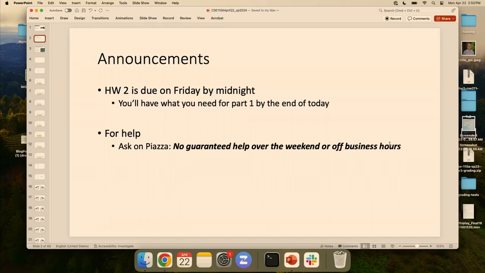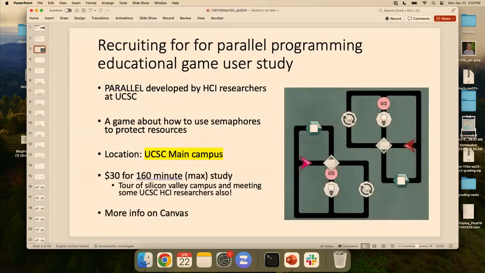Okay. And then the other thing I want to mention is, we had this parallel programming educational user game study. We're still recruiting people to do the user study. The HCI folks have said that they'll move the equipment to the main campus. So if anybody wanted to participate but didn't want to go all the way over to Santa Clara, this time we're going to move the stuff here. And so, $30 to go play a game about parallel programming might be fun for some of you. I just wanted to mention that real quick, that's still on the table.